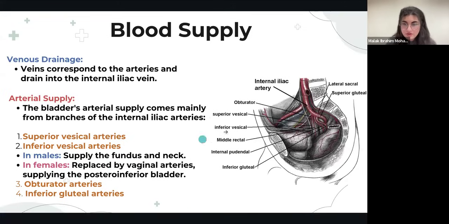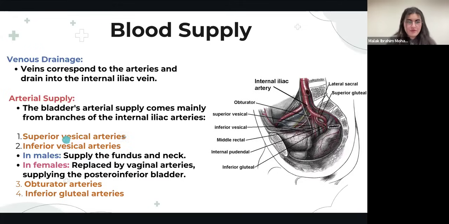The inferior vesical artery, in males, supplies the fundus and the neck of the bladder, but in females, the fundus and the neck of the bladder are not supplied by the inferior vesical artery, they are supplied by the vaginal arteries. Because as we said, the vagina was located right behind it, right? So it doesn't need to have a different artery just to supply it. So it's replaced by the vaginal arteries, which supply the posterior inferior bladder.